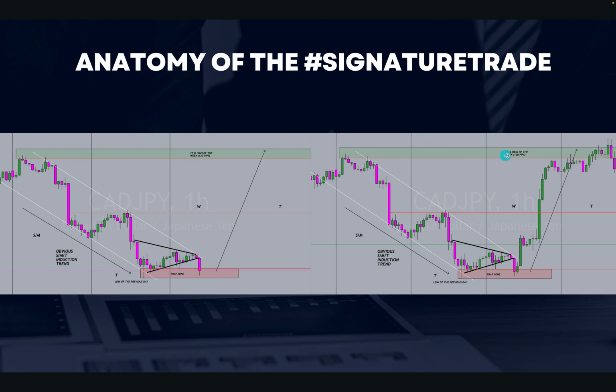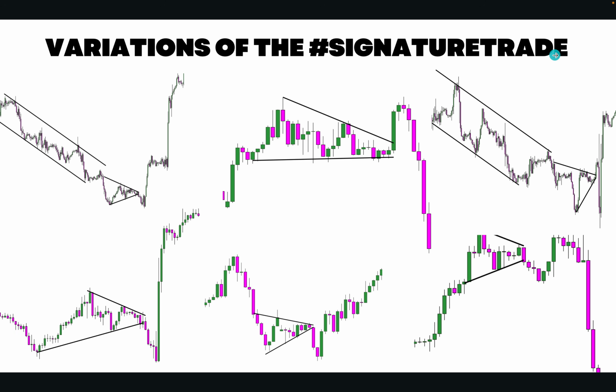Take profit zone is at the high of the week, right? That's 120 pips for you guys. Zero drawdown, 120 pips. Look at that. Zero drawdown, absolutely zero on this trade. That is the power of the signature trade. That is why so many people absolutely love the signature trade.